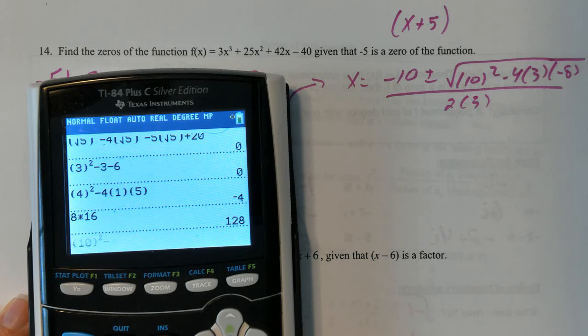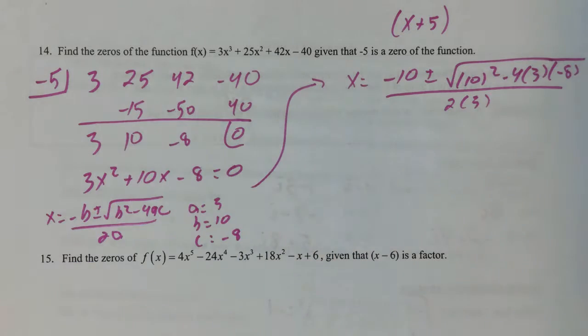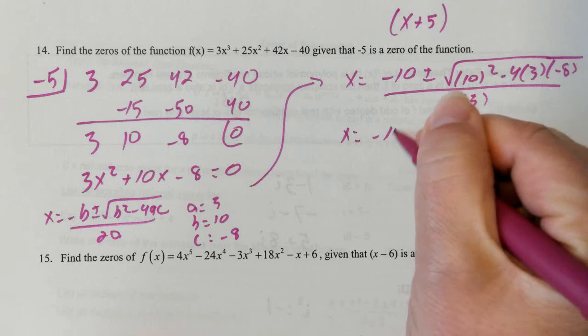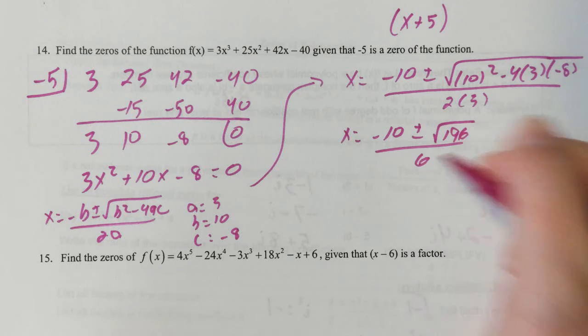10 squared minus 4 times 3 times negative 8. That works out to be 196. Okay, so x equals negative 10 plus or minus the square root of 196 divided by 6.